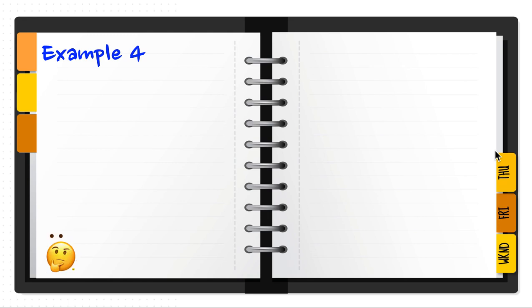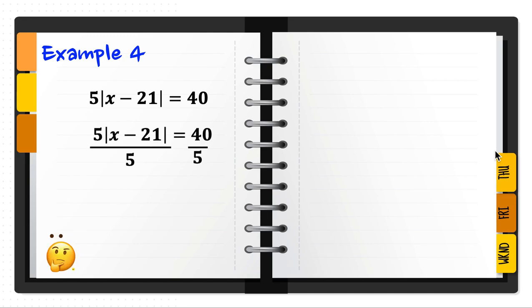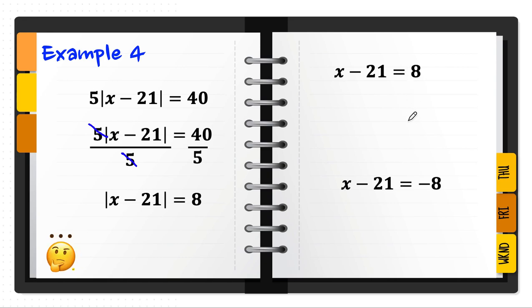So given the equation 5 times the absolute value of x minus 21 equals 40. So our first step is to isolate the absolute value by dividing both sides of our equation by 5. So as we divide both sides of the equation by 5, 5 divided by 5, the answer is 1. And then 40 over 5, the answer is 8. Now, let us make two equations. The first equation is x minus 21 equals 8 and x minus 21 equals negative 8.